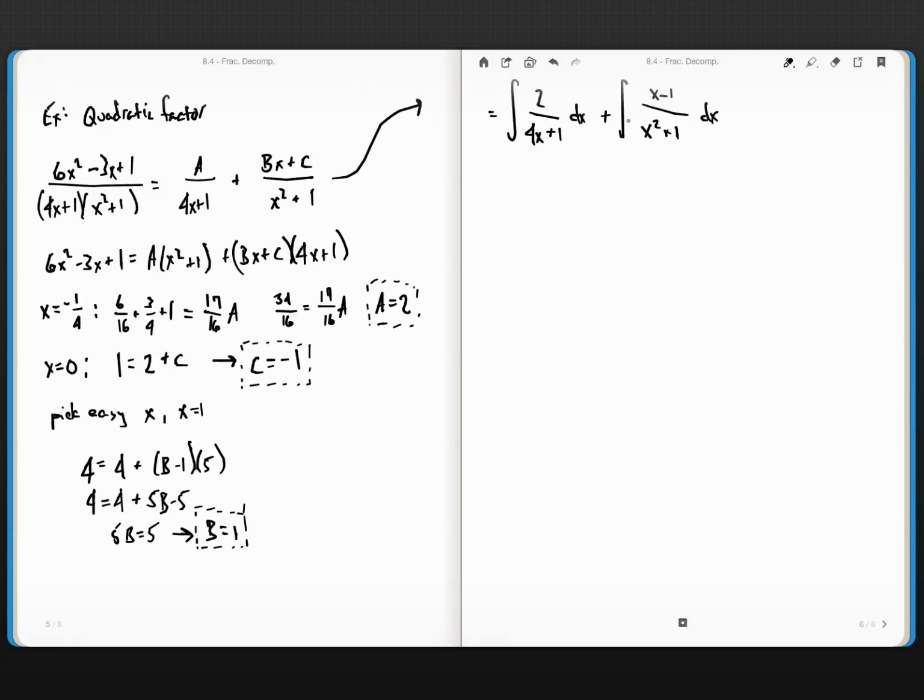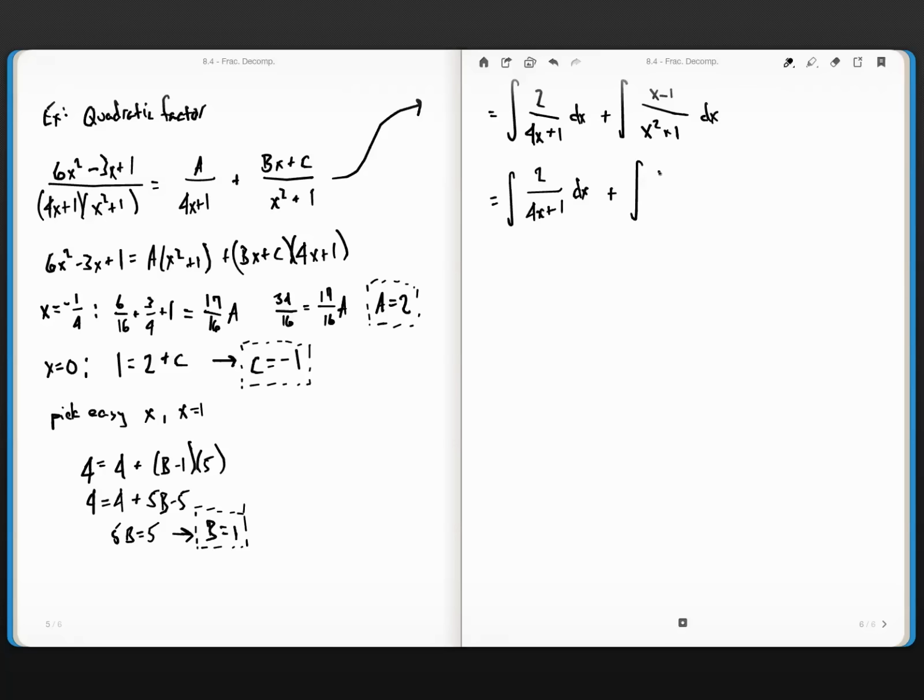I'll rewrite this again. This one should be pretty easy, because if I just do a u, well, I'm going to break this up. I'm going to say this is the integral of 2 over 4x plus 1 dx plus, now I'm looking at this one, u substitution comes to mind, so du equals 2x. If this is a u, then du equals 2x, so I could put a 2 up here, but I've got this extra stuff here.